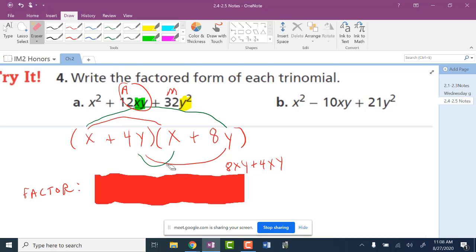These do add to be a 12xy. Good FOILers? Anyone? What have I said a million times? Put it on the chat. Good FOILers are?